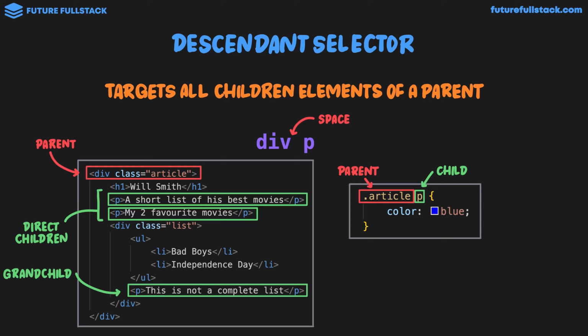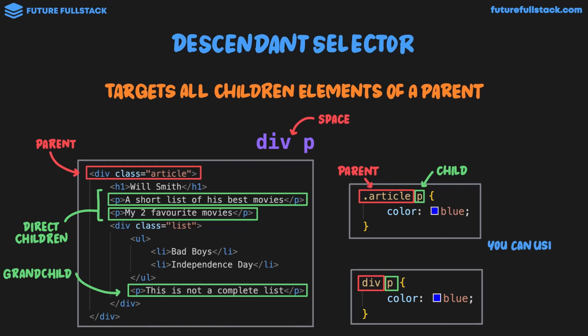Now, just a small note, we can use any type of selectors. In the example I showed you, we used a class selector, which was the parent, followed by a type selector, which was the child. But we can use any selectors. For example, we could achieve the same thing with 2 type selectors, div, which would be the parent, and the paragraph type selector, which again would be the child. So you can use any selector types. The important thing to note is that the first selector you choose is the parent, followed by a space, followed by the second selector, which will be the child.